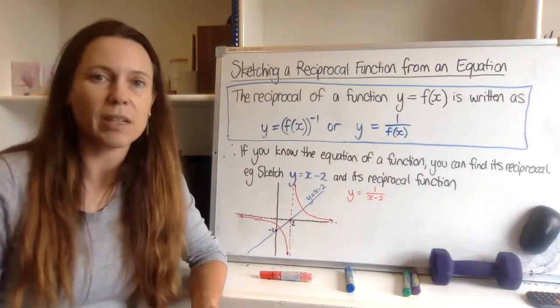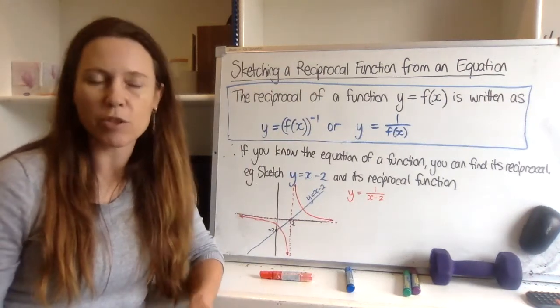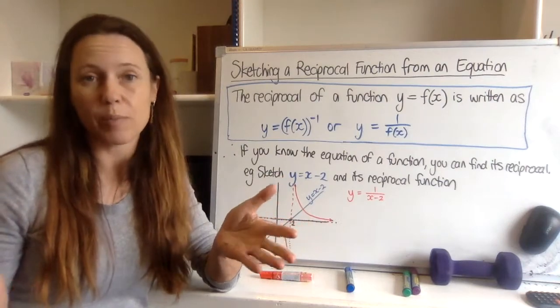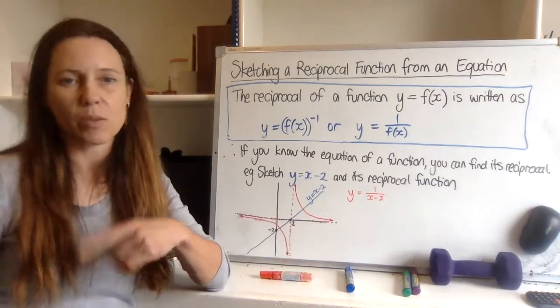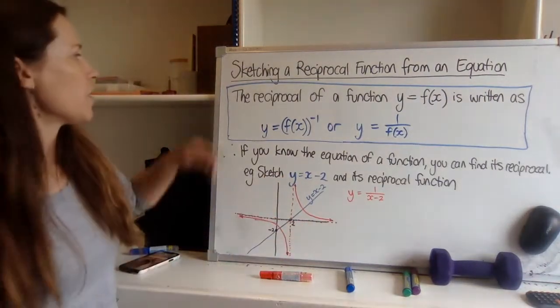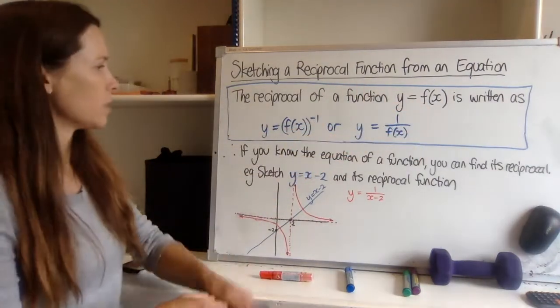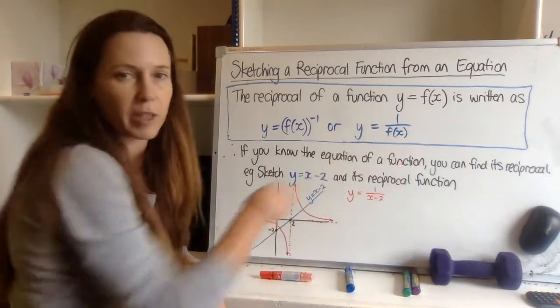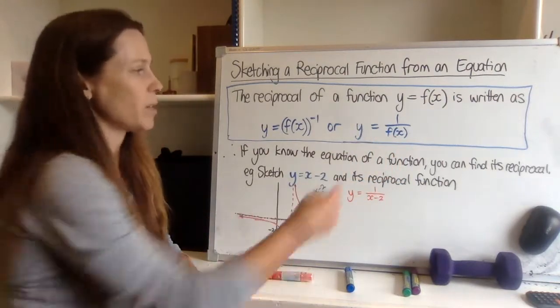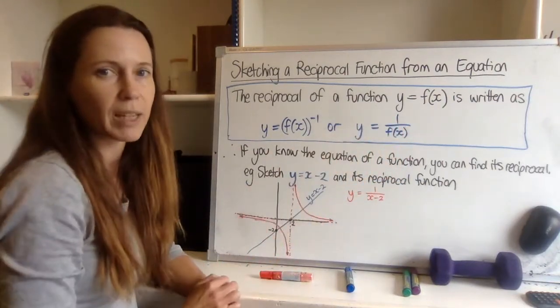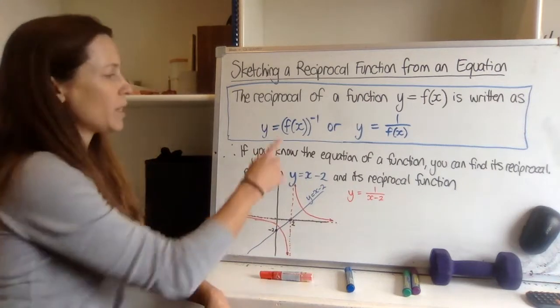You also need to know how to sketch a reciprocal function when you're just given a graph of a function, possibly when you don't even know its equation. So we'll have a look at that next. Now, the reciprocal of any function, y equals f of x, is either written like this, which is probably more familiar to you, 1 over whatever it is, and we've just defined that that's what reciprocals really are, so that should be no surprise. Or we could see them written this way.